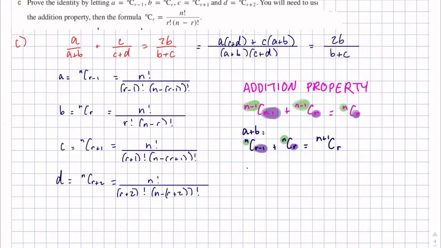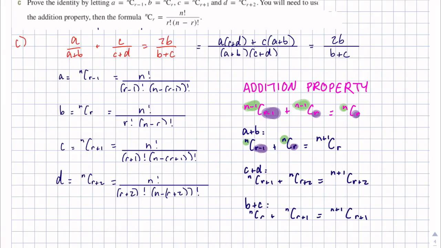If I have C plus D, then that's going to be nC(r plus 1) plus nC(r plus 2). It's going to give me (n plus 1) C (r plus 2). And if I have B plus C, then that's nCr plus nC(r plus 1), which is going to give me (n plus 1) C (r plus 1).